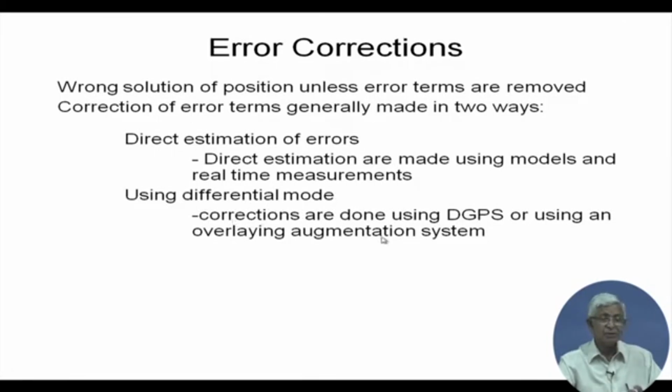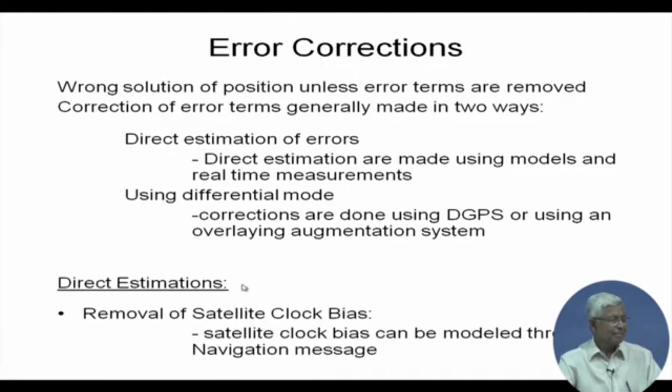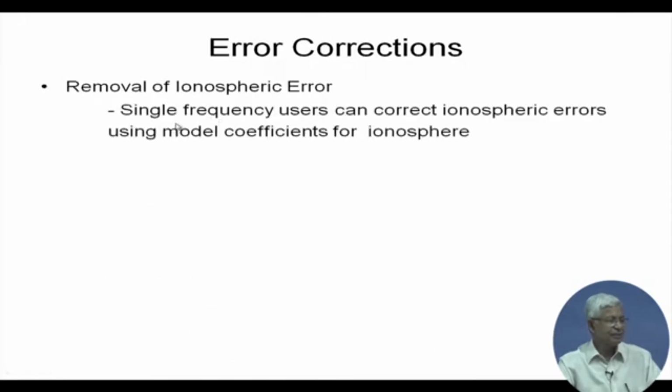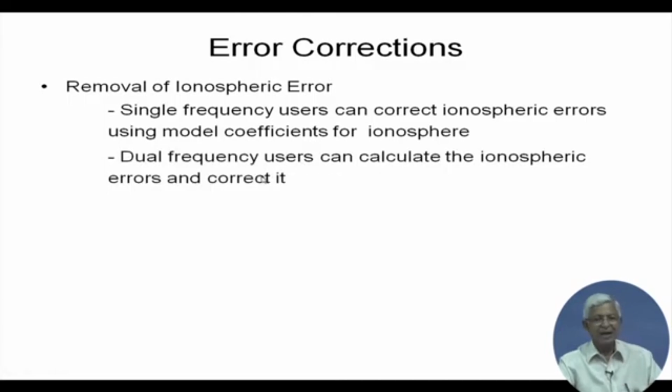Correction can be done with respect to a reference receiver, which is called DGPS, differential GPS. Now, direct estimation: clock bias can be removed by the modeling of the clock movement, and that can come through the navigation message. Already we have said that. Ionospheric error can be corrected with single frequency: users can correct ionospheric errors using a model of the ionosphere at that location, because the ionosphere varies at different places in the world. With dual frequency, there are 2 frequency receivers.